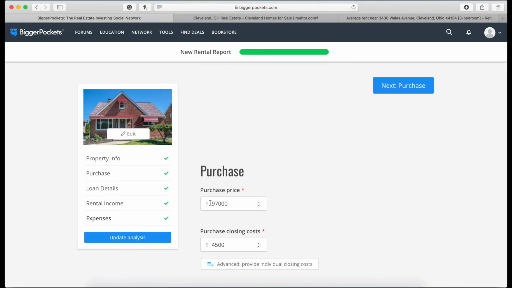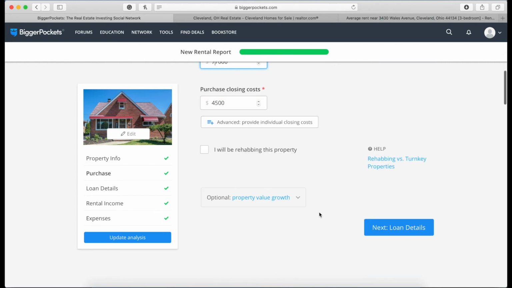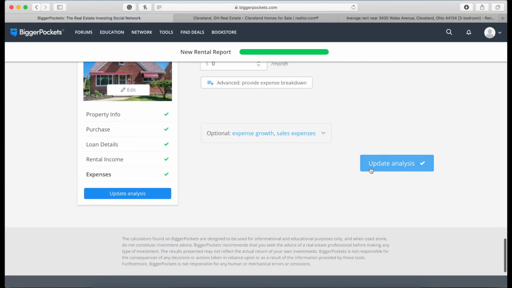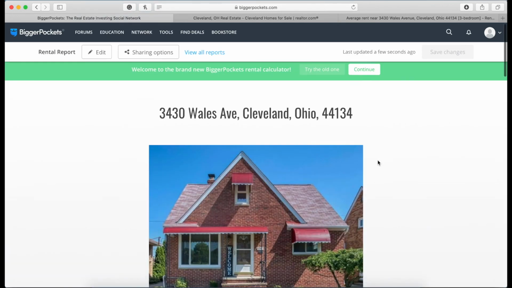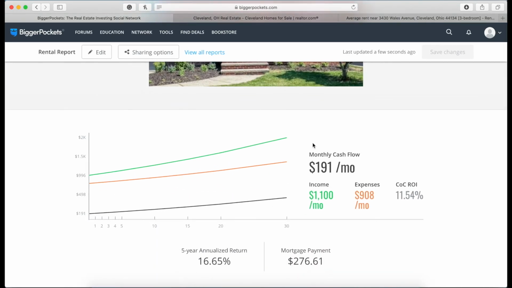So now let's say instead of the $97,000, I think I can get it for $77,000. Now I'm going to leave everything else the same again and press Update Analysis. I scroll down, my monthly cash flow is significantly increased, and my cash-on-cash return is increased. Now everyone has a different value for what they consider a good cash-on-cash return, but for me 11.5% would be a really good cash-on-cash return. So I would definitely consider purchasing the property if I were able to get it for $77,000.